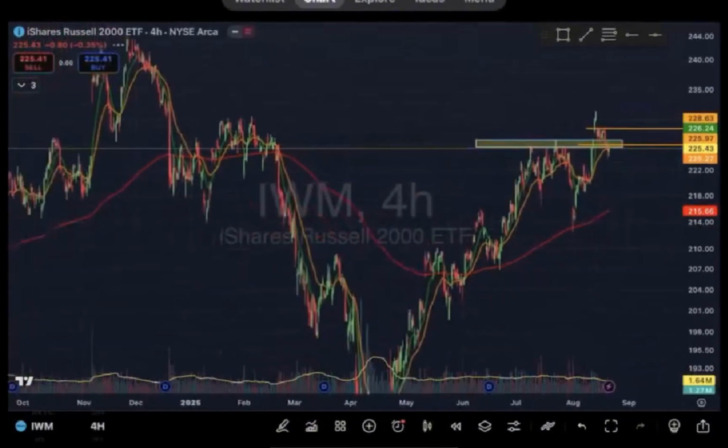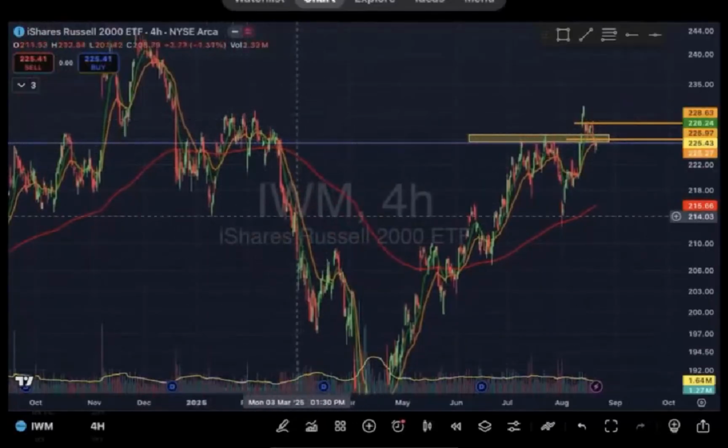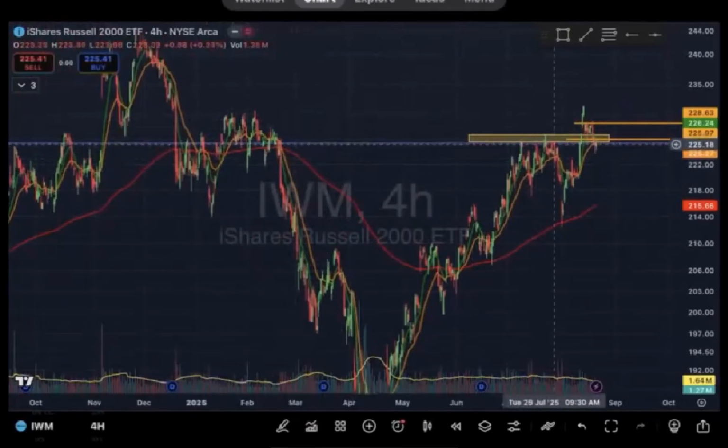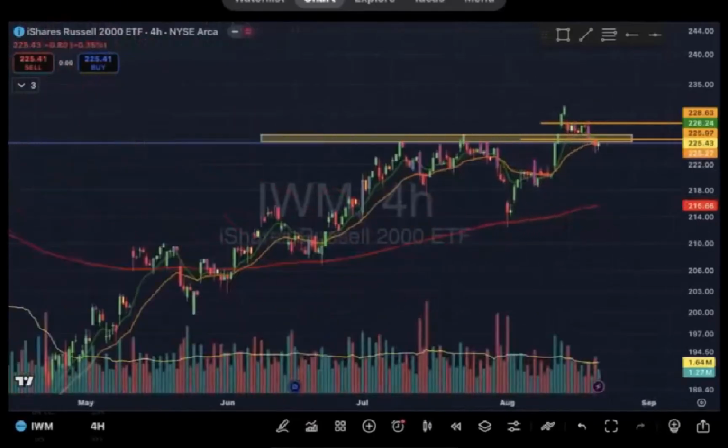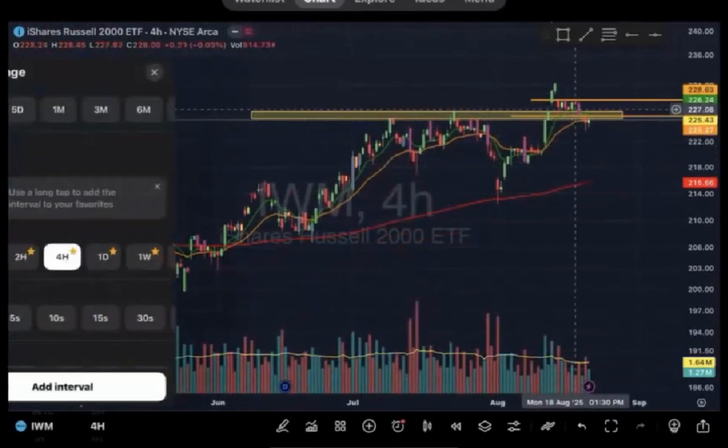IWM has problems right here, right? Way over here, it has problems. It gets in this area, we drop. Over here, it had problems, drop. We broke above it. Okay, I thought we was bullish. So I'm looking for the reversal pattern in this area.